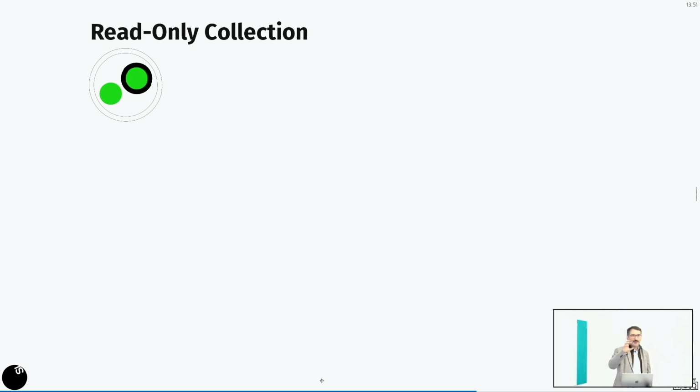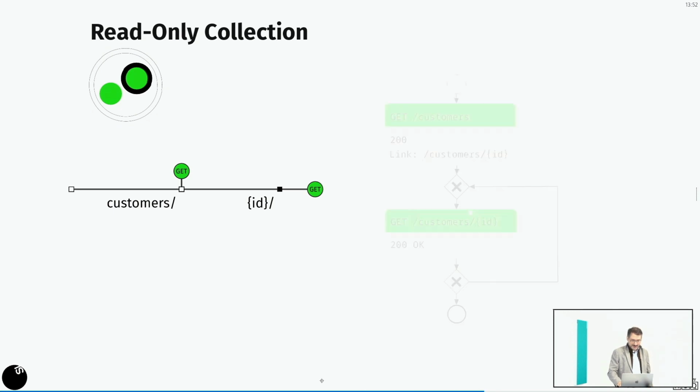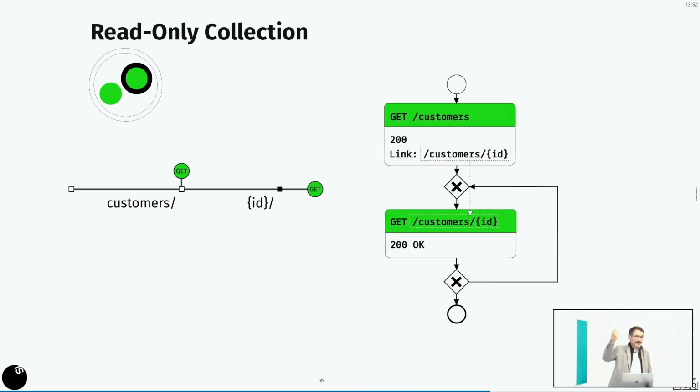In the book, we have a special name for that. For example, you have the list of the customers, and all you can do is get the list and get the individual items. There are many other variants, but because I'm running out of time, I will not go into them.